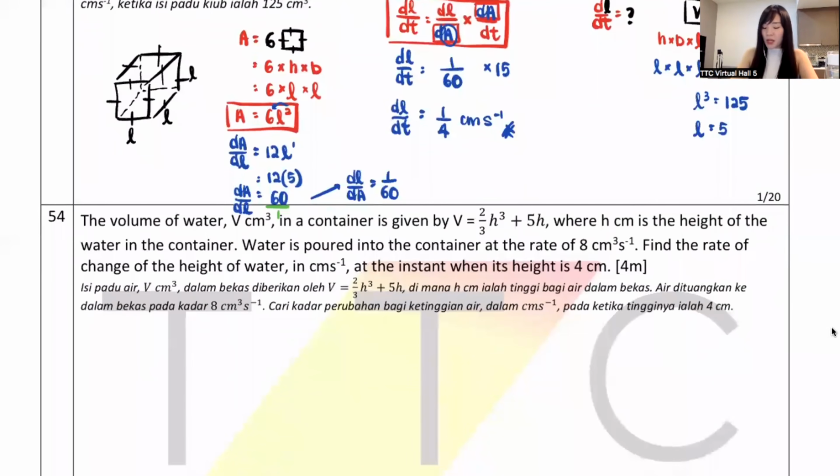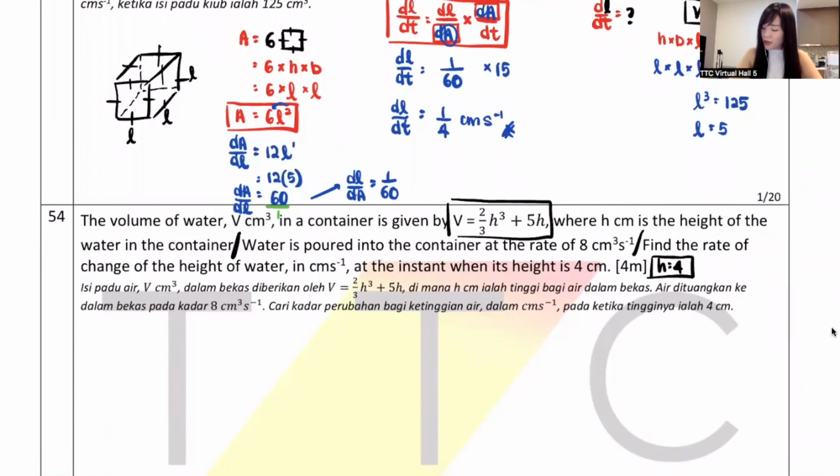54. They say the volume of the water in the container is this one. Hey, this one is good. This one gives you the equation straight away. I don't think they will tell you what shape that is. So where H is the height of the water in the container. Now, water is poured into the container at this rate. Find the rate of change of water at the instant when the height is 4 cm. Okay, I finished reading.